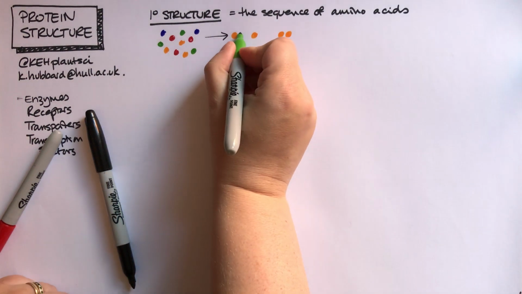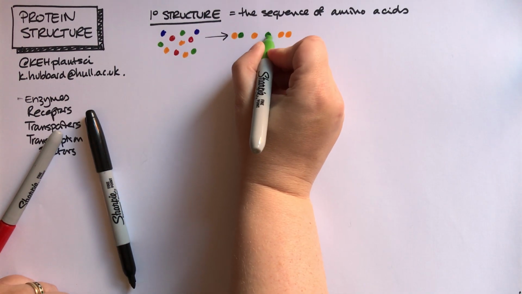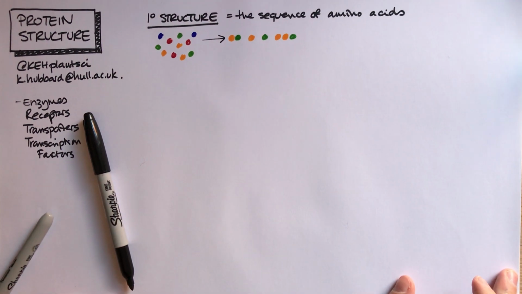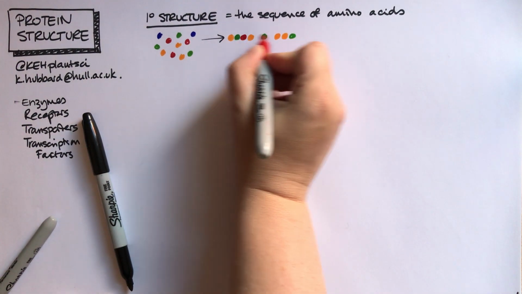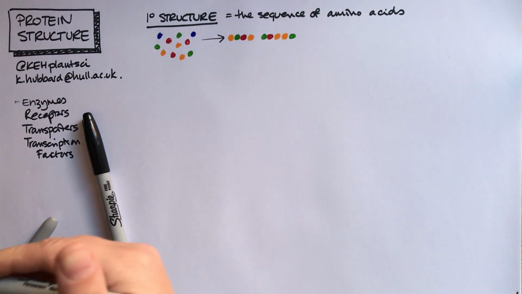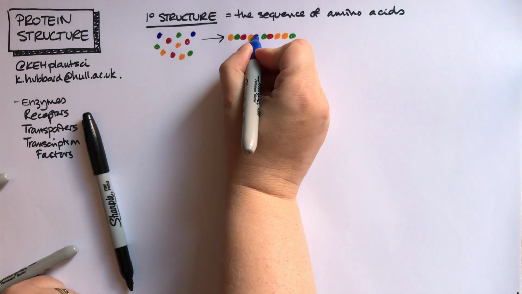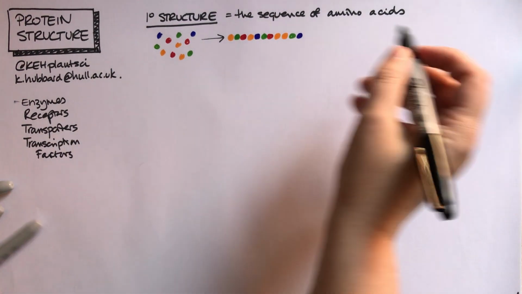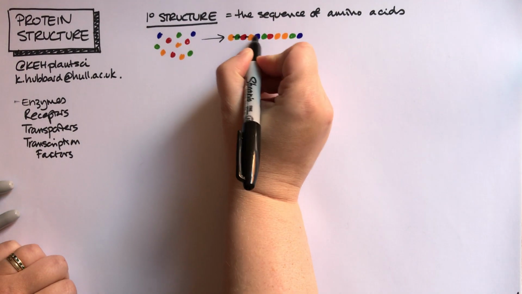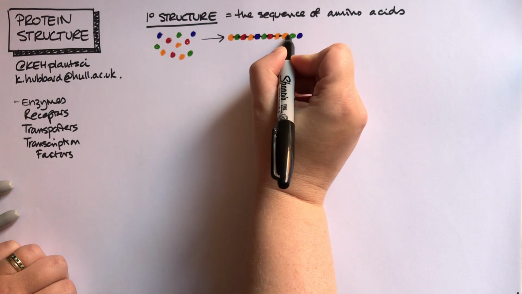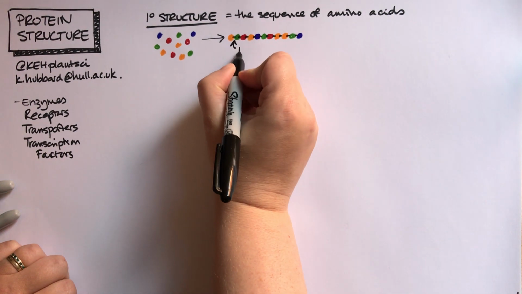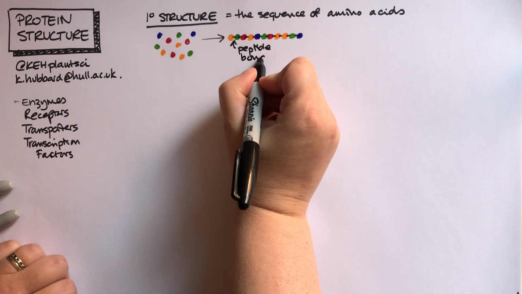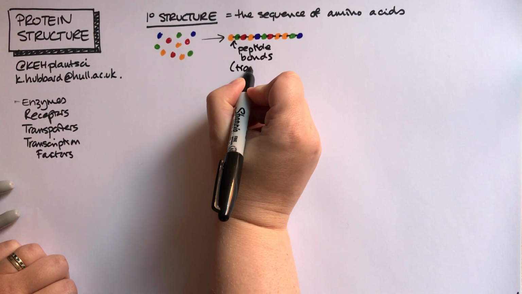So we've got a chain of amino acids that is produced during the process of translation. This is catalyzed by the ribosome. There we've got our amino acids, and they are linked with peptide bonds, which, as I say, are formed during translation.